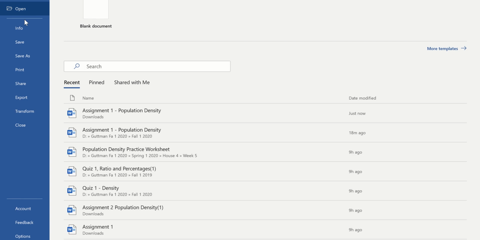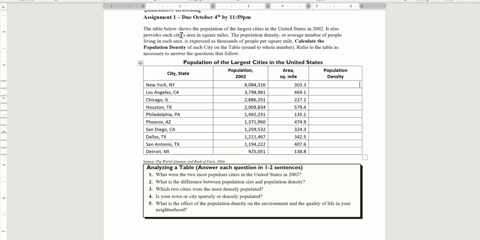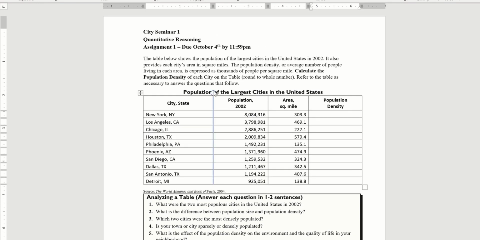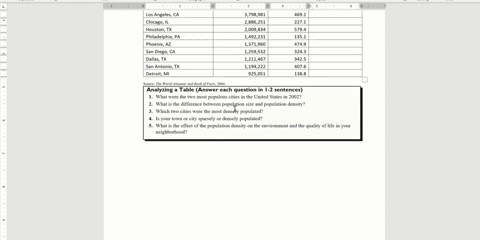So whatever the numbers are, you write directly on it, and then you're going to save it, right? So you're going to go File, Save As. You're going to save it as assignment 1 with your name, right? Make sure you have your name on it, right? And then you're going to complete this table, answer these questions about 1 or 2 sentences each.